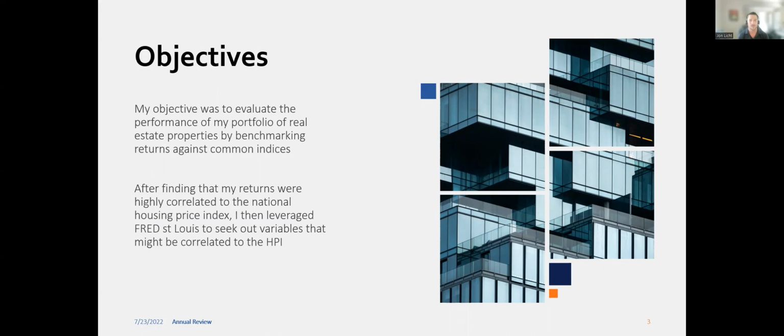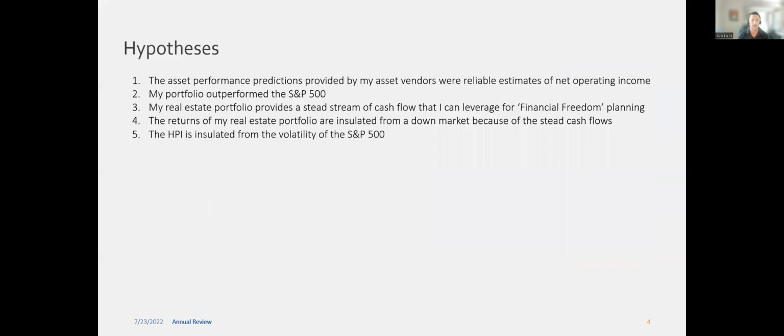So I then wanted to explore some macro financial metrics and see which ones were correlated, controlling variables to the HPI. I started this with the scientific method. I had 5 hypotheses. The first one is that the asset performance predictions provided by the vendors that I purchased these properties from were reliable estimates of what I actually realized. So basically, did I get what I bought, or what I was promised?